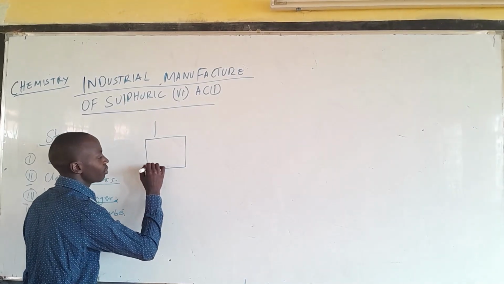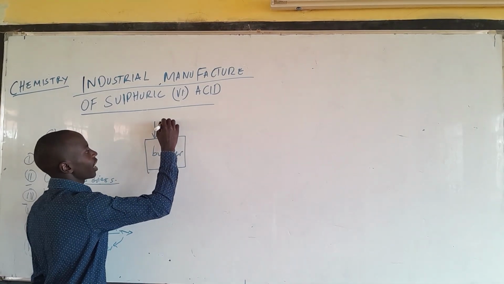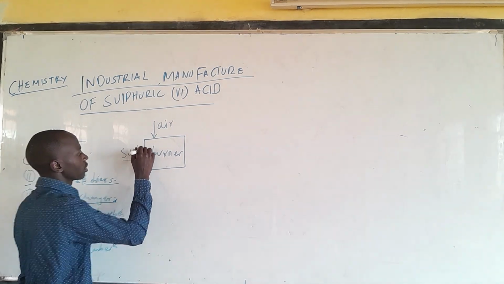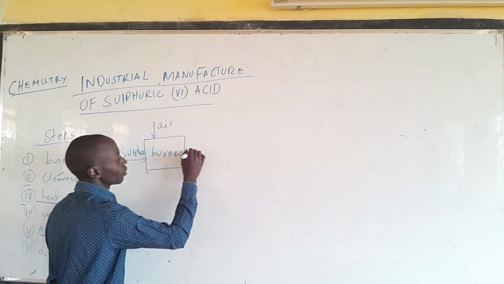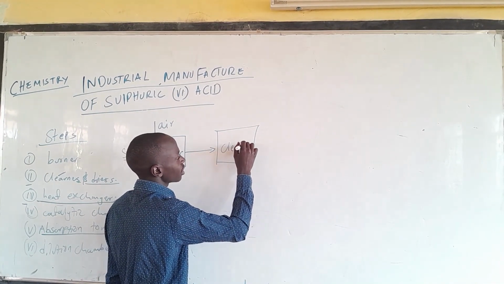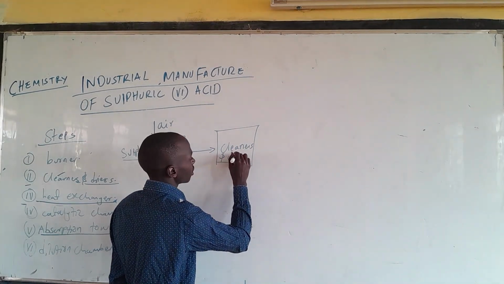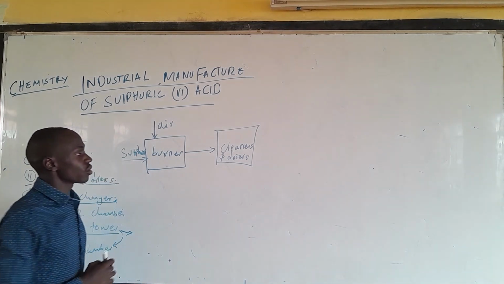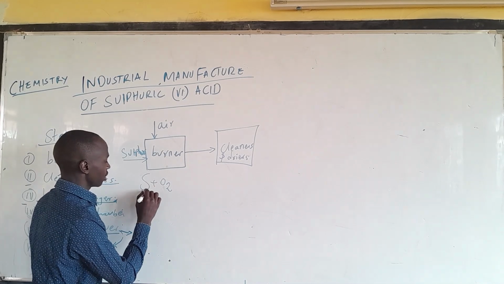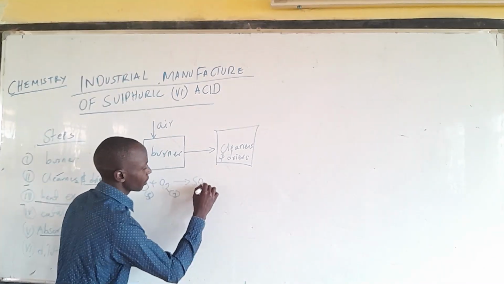Here we have the burner. Here we have air. Then we have sulfur. Then from the burner, we move to the next chamber, which is the cleaners and the dryers. So the equation for the burner will be sulfur plus oxygen. That is a solid plus this one gas. We obtain sulfur 4 oxide.